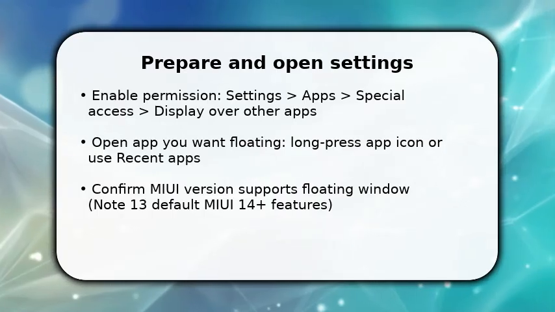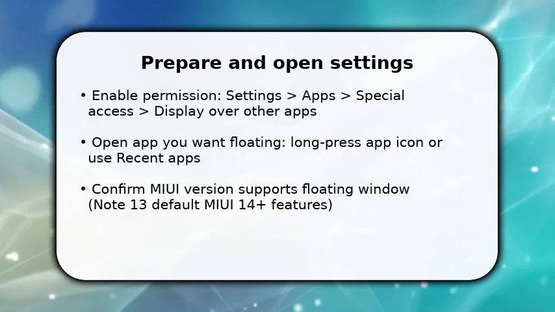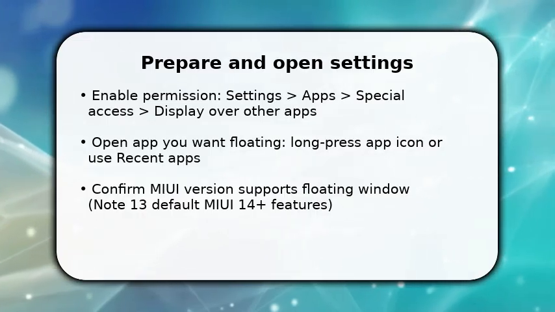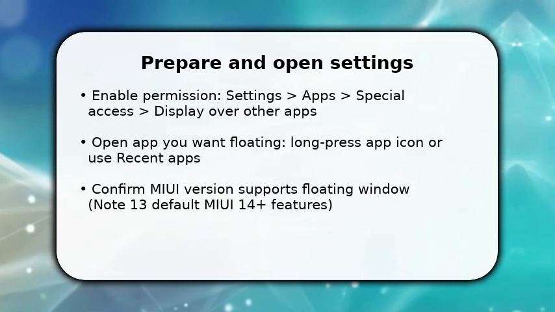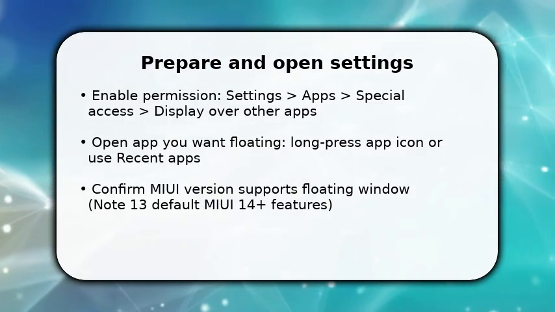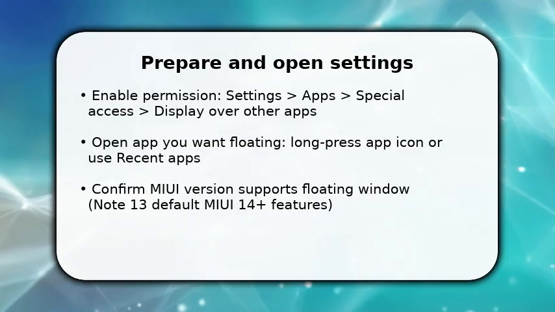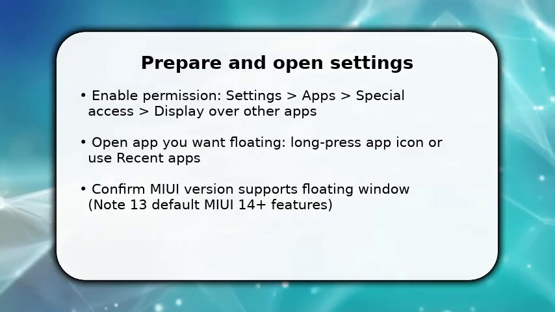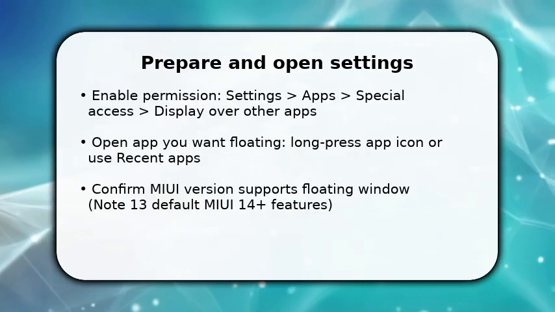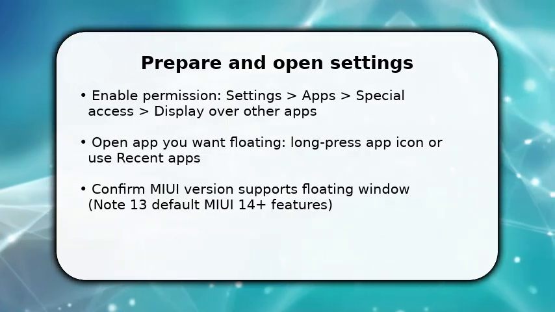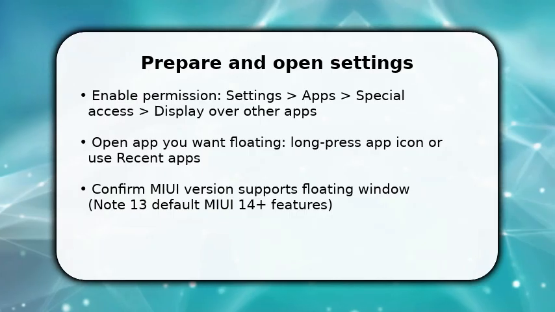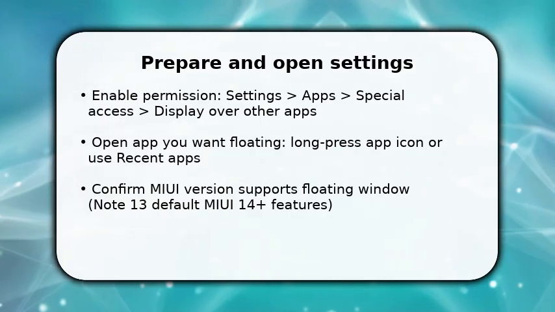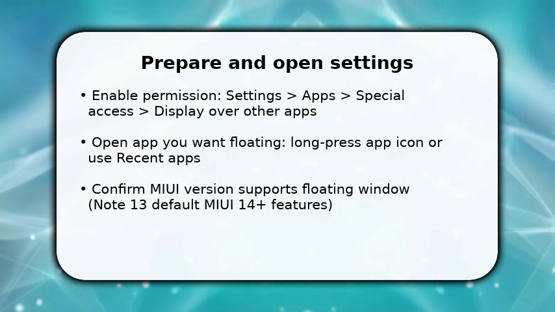You start by granting the small but necessary permission. Go to Settings, Apps, Special Access, then allow display over other apps for the target app. Now open the app you want in a floating window, either long press its icon on the home screen or locate it in recent apps. Once done, make sure your MIUI is up to date because floating behavior differs with versions. These initial steps let the system show the app as a floatable overlay, so you can convert it quickly in the next step.